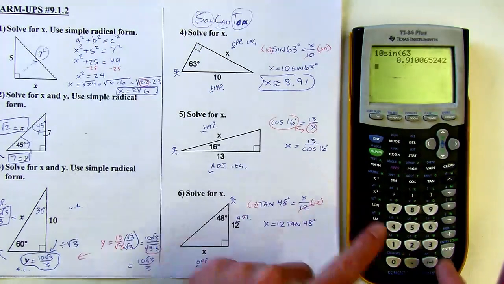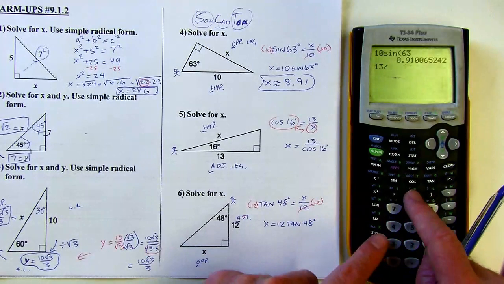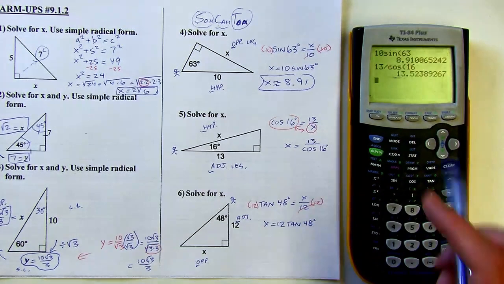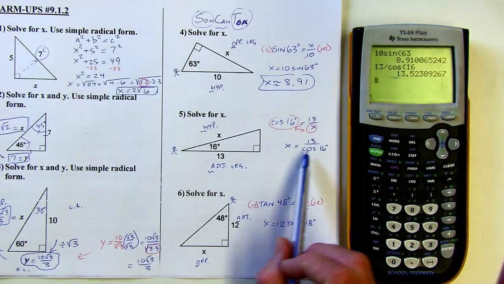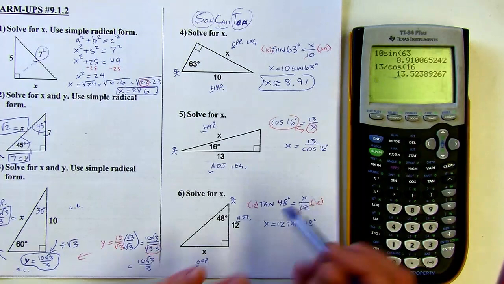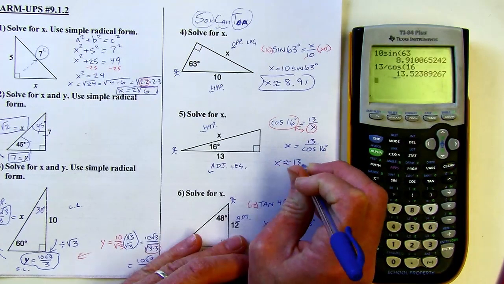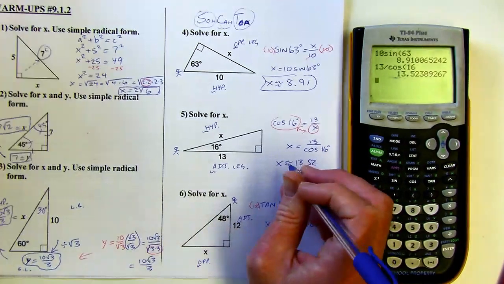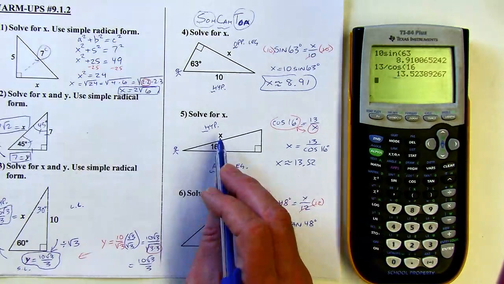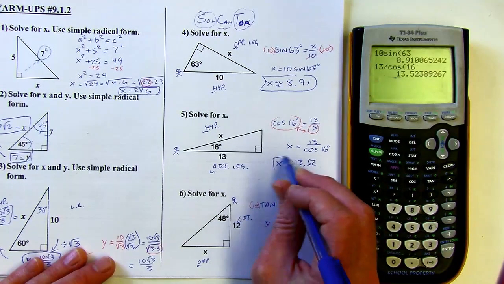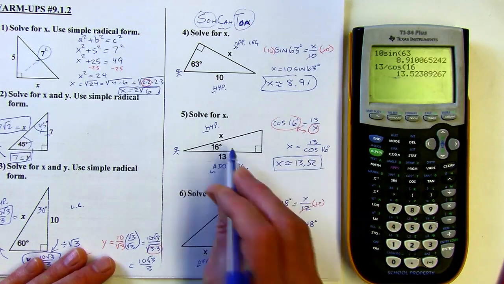Okay, this one, I'm going to type it in my calculator as is. But play around with your calculator. Some calculators, you might need to do the denominator first, and 13 divided by whatever that decimal is. So I got about 13.52. And that makes sense because, again, that would be a little bit larger than that leg of 13. Hypotenuse should be the largest side.